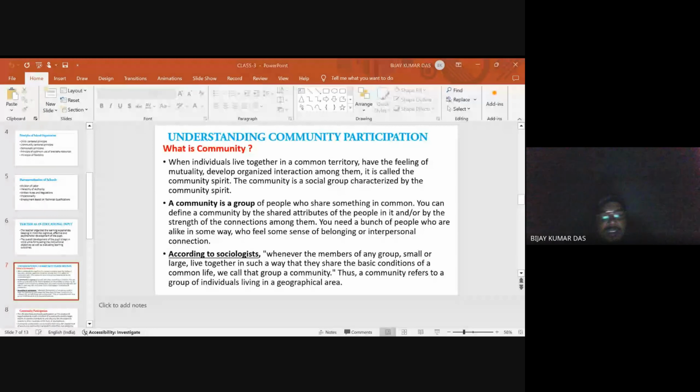Okay, we are talking about a community is a group of people who share something in common. You can define a community by the shared attributes of the people in it or by the strength of connections among them, how they are connected with each other. So you need a bunch of people who are alike in some way, who feel some sense of belonging or interpersonal connection. You can say it's a community. According to the sociologist, whenever the members of any group, small or large, live together in such a way that they share the basic conditions of a common life, we call that group a community.